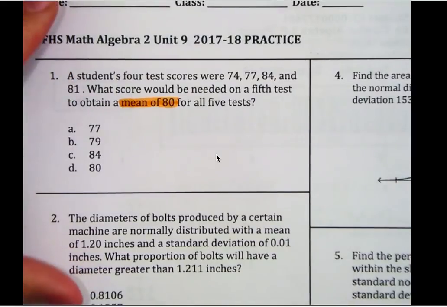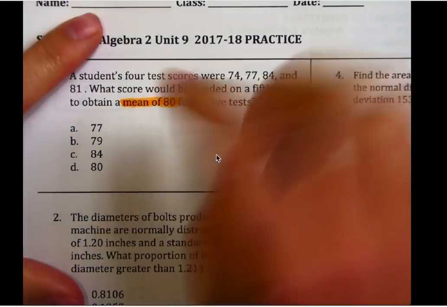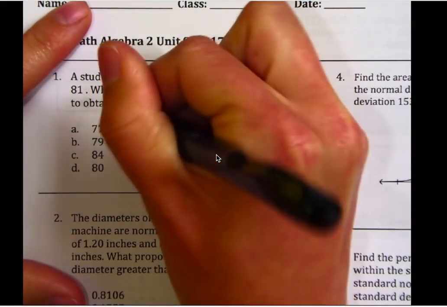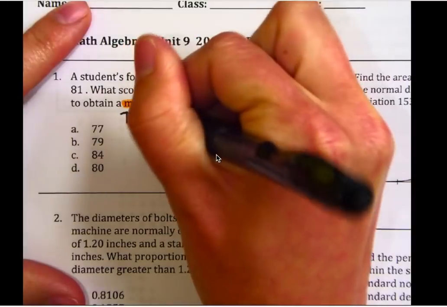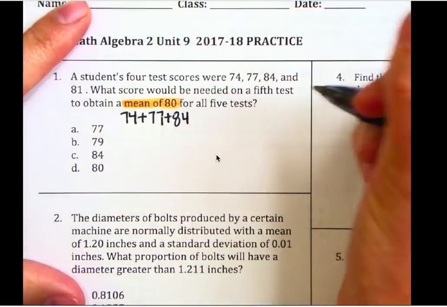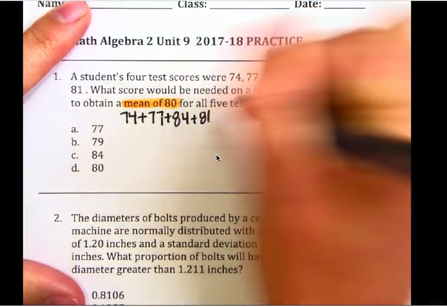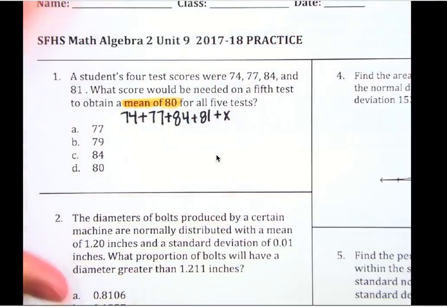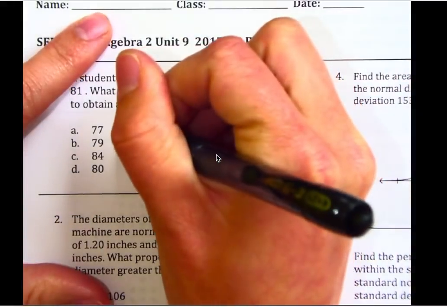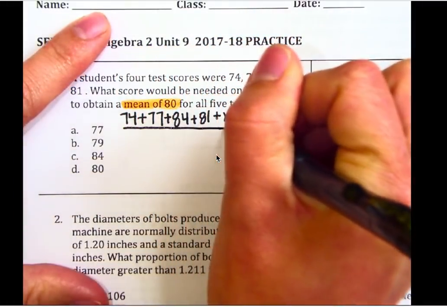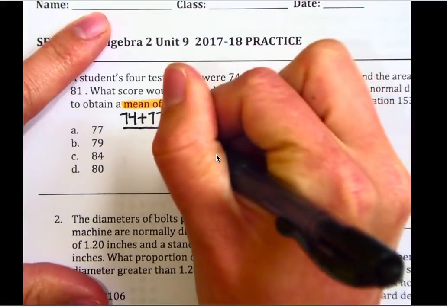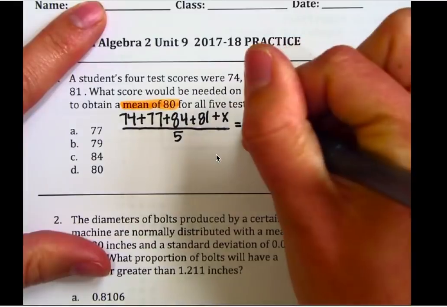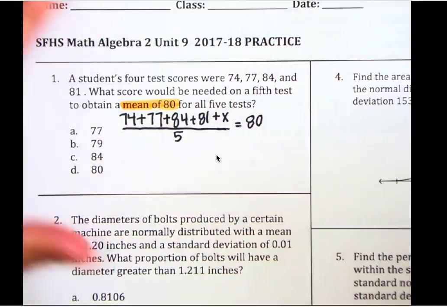So we're going to be finding the mean, which means we're going to be adding the test scores, dividing by the number of test scores, and setting that equal to 80. So we have our first, second, third, and fourth test scores, and then we don't know what the 5th test score is, so we're going to put that as x. And since we're talking about mean, we need to divide by the number of values. There are 5 values for the test, and we want that mean to be 80.